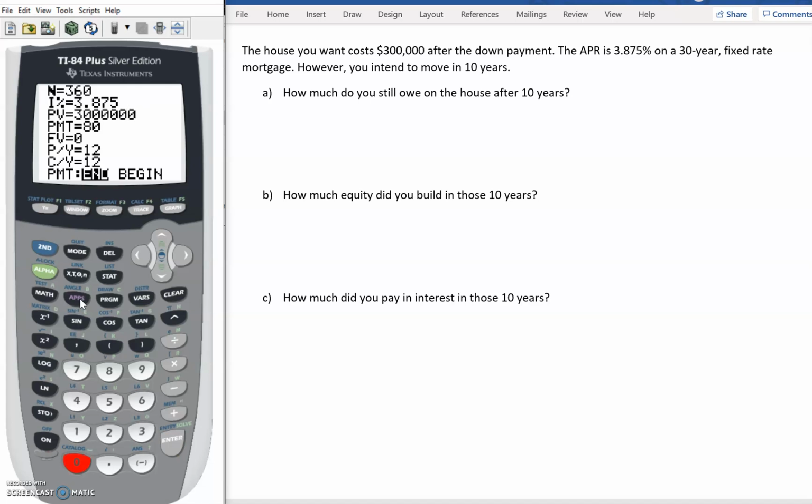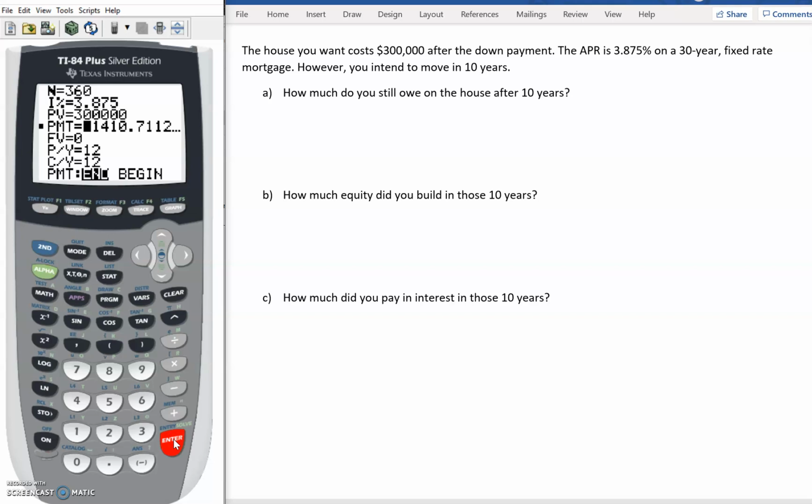Our present value, this is how much we basically got the original loan for. So this is the 300,000. Our future value should be 0 because we're going to pay that loan down to 0. And then if we solve for payment, PMT, that'll give us our monthly payment on the house.